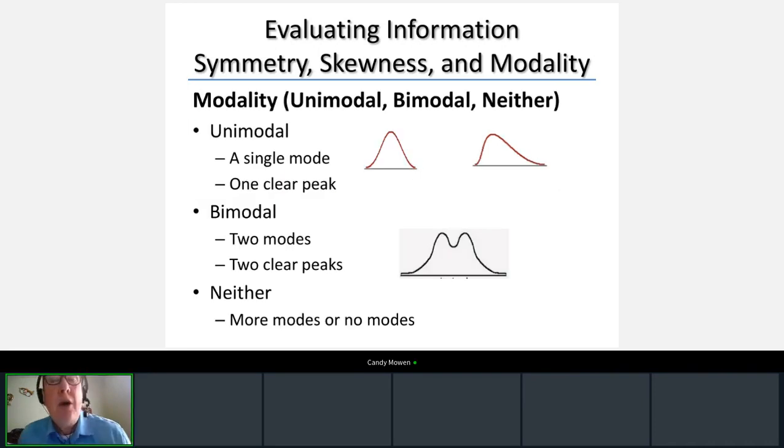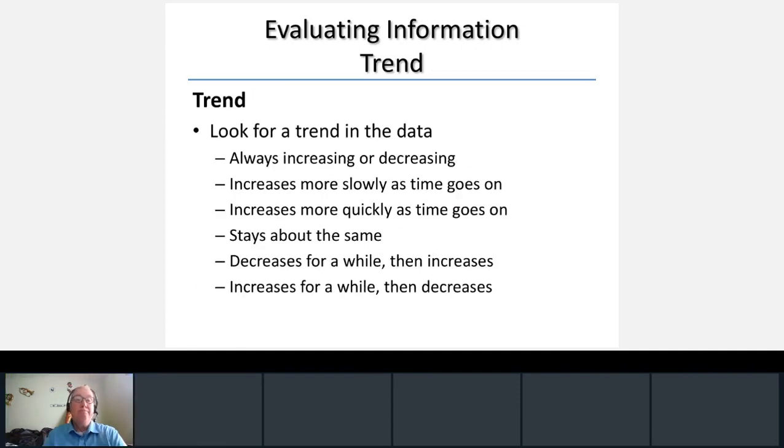Modality is unimodal, bimodal, or neither. Unimodal has a single mode, one clear peak. It might be skewed, but it still has one clear peak. Bimodal has two modes, two clear peaks, and neither has no modes or more than two modes.